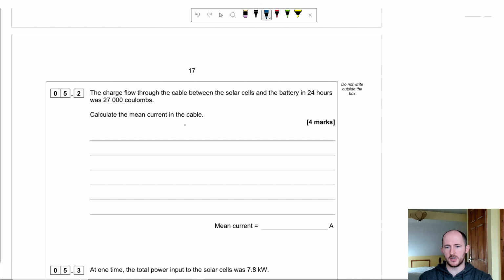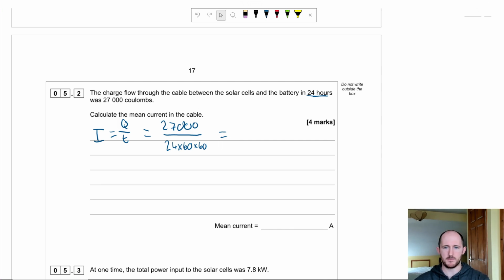Now, if you remember the definition of current, it is the charge per second. So it's the amount of charge passing a point every single second. So to work out the current, all we need to do is take the charge, which is given in coulombs, and divide it by the amount of time. Now with the time, this should be done in seconds because with current, it is the charge per unit second. So we have 24 hours, times it by 60 to make it minutes, times it by 60 again to make it seconds, and that will be our answer to find the mean current. And this should be a relatively small number.